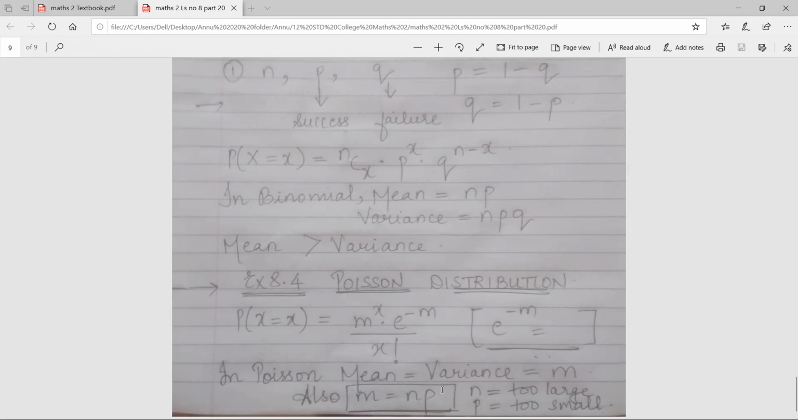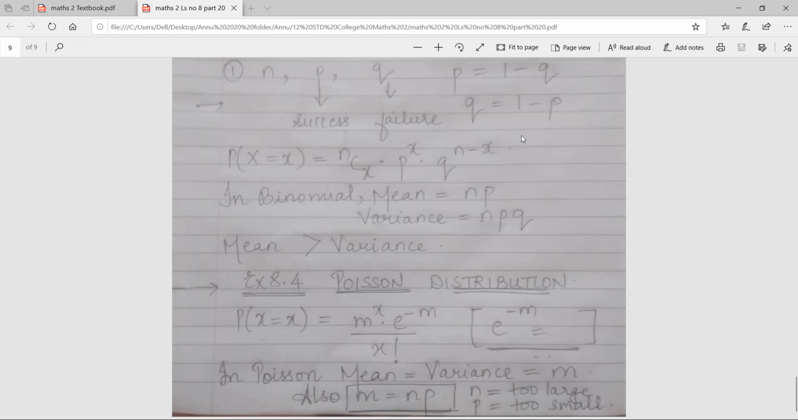At times, we can find the value of m by using the mean formula np, and that is only possible when the value of n is too large and the value of p is too small. For example, in a lot of 100, 3% products are defective. So m is not given, but the value of m comes to 3. How? 100 multiplied by 3%, 3 upon 100. So 100, which was n, multiplied by the probability given, 3%. So 100 into 3 upon 100, answer is 3.